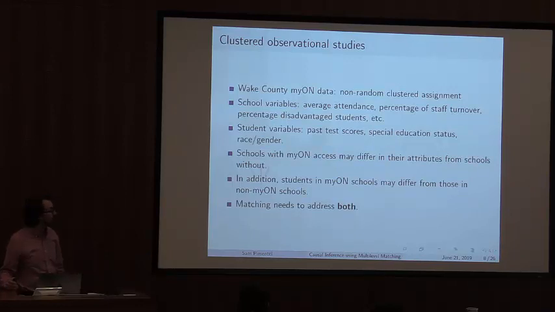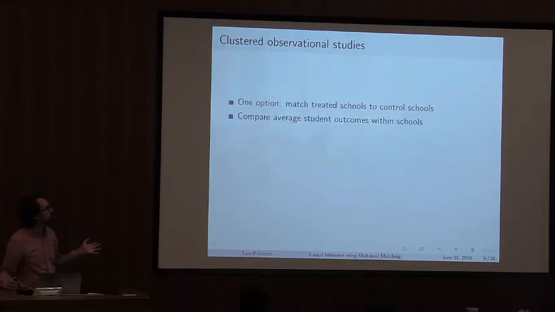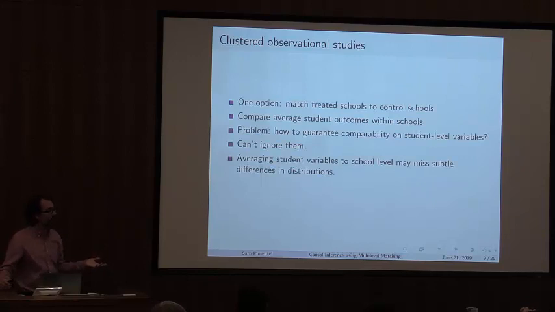So, a first attempt at solving this problem might be just to try matching treated schools to control schools, in the same way that we went from flipping coins for individual students to flipping coins for schools. This would be easy to implement. You could use exactly the same software used to match students to match schools, and then compare average student outcomes between the schools. The problem with this is it doesn't deal with the student level variables, right?